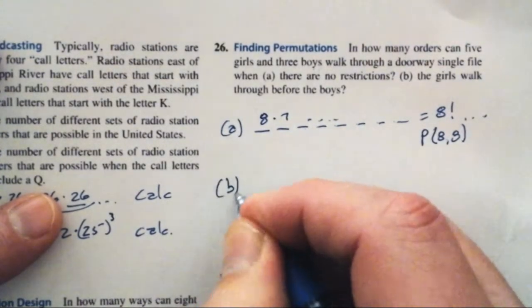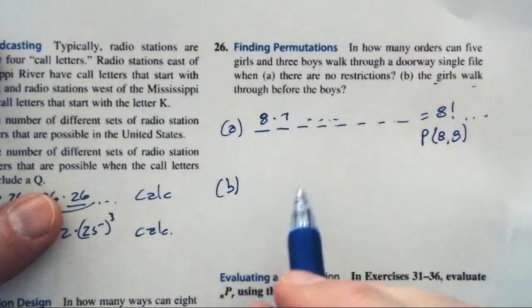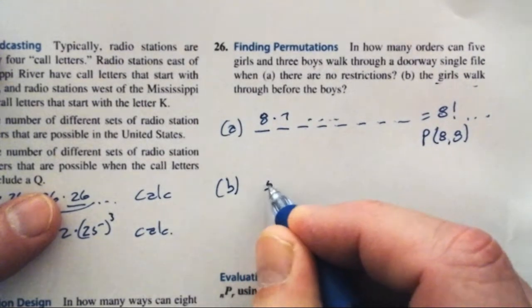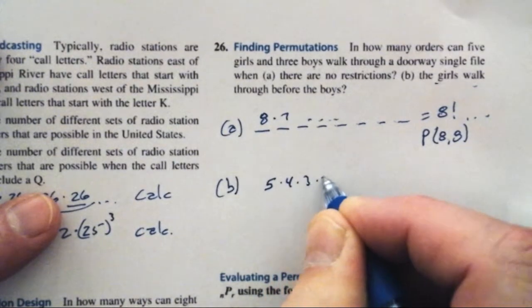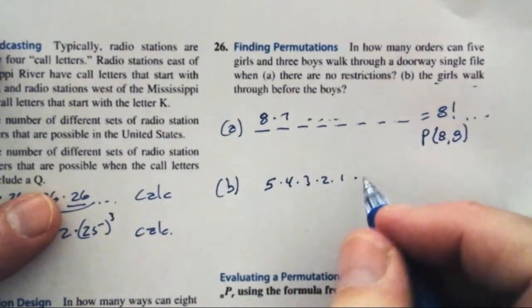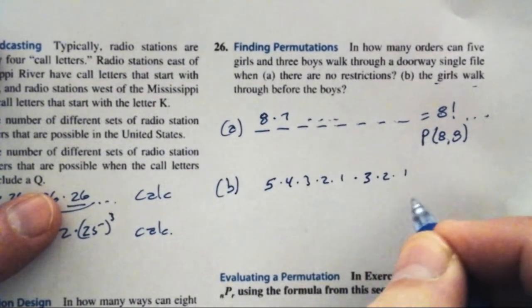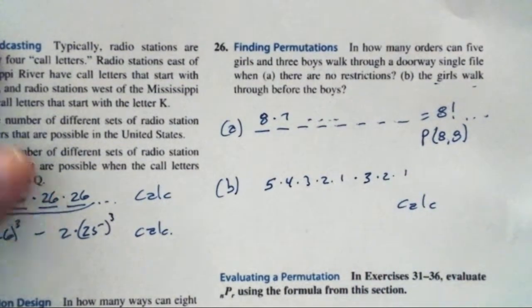Calculator. B, the girls walk out before the boys. So how many choices for the first girl? 5, 4, 3, 2, 1. And then the boys start going out. How many choices for the first boy? 3, then 2, then 1. Calculator.